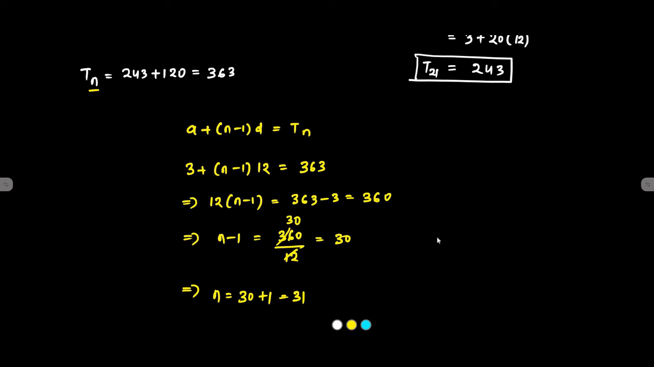So the 31st term is 120 more than the 21st term. It is the 31st term which is 120 plus the 21st term. Okay, so this is the solution.